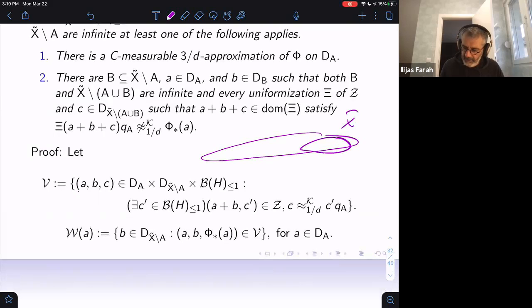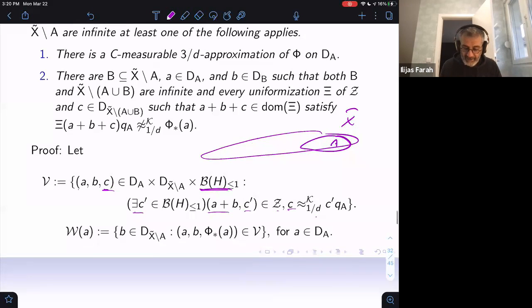Here is X tilde, here is A, and here is the complement, all triples A, B, C in this, and C belongs to the codomain, such that there exists C prime in B of H, such that A plus B, C prime belongs to Z, and C is, up to compacts modulo 1 over D, equal to C prime QA. Right? So V is a set of candidates for lifting. Now this set is analytic.